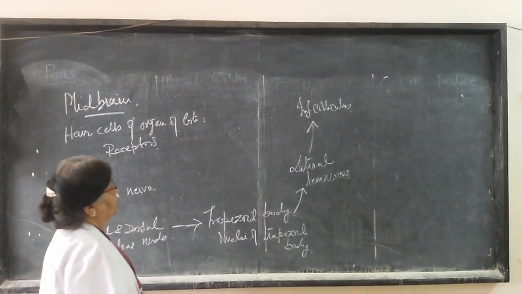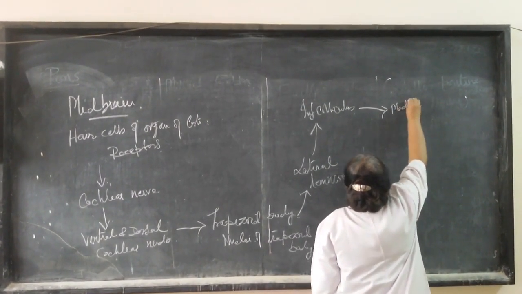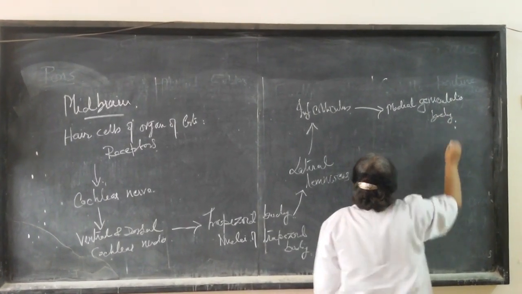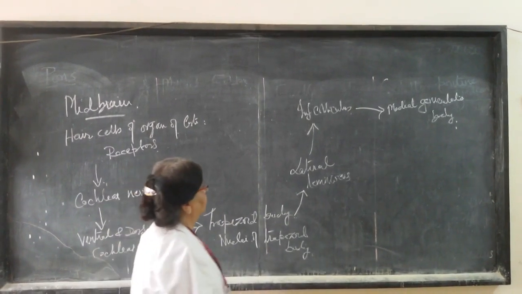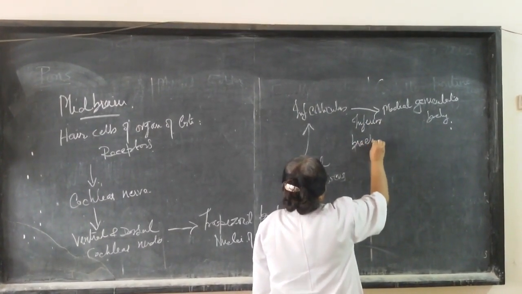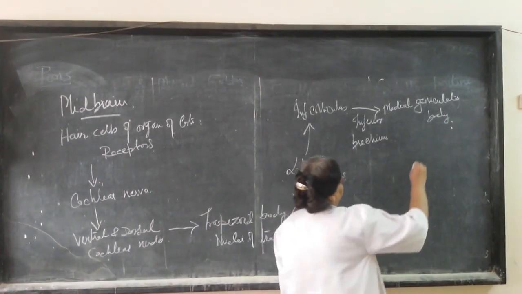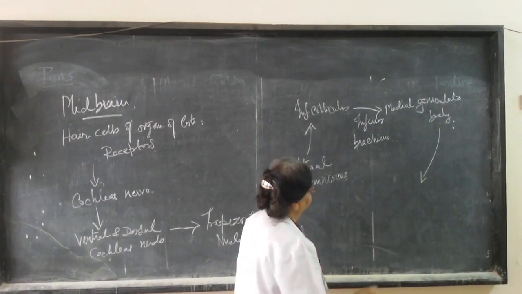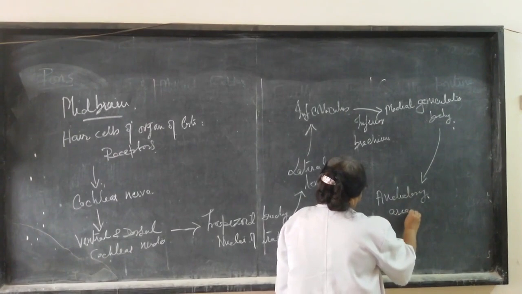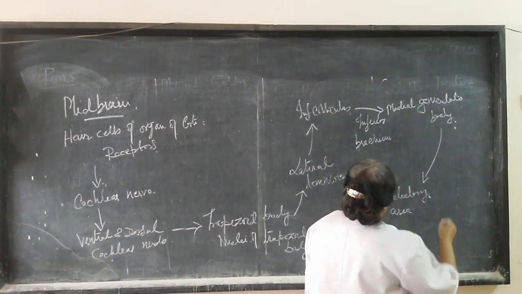The fibers starting from the inferior colliculus go to the medial geniculate body, and this traverses through the inferior brachium. And from the medial geniculate body, the fibers of auditory radiation start and they end in the auditory area of the cerebrum. The tract which starts from the medial geniculate body is known as auditory radiation.